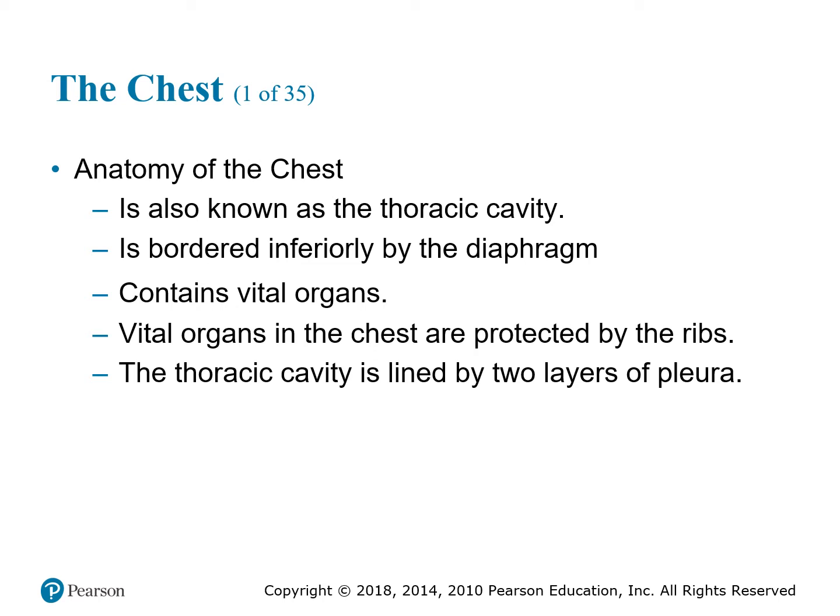A little bit of anatomy of the chest. The chest is also known as the thoracic cavity. It is bordered inferiorly by the diaphragm. It contains vital organs like the lungs and the heart. The vital organs in the chest are protected by the ribs themselves. And the thoracic cavity is lined by two layers of pleura, the visceral, which covers the organs, and the parietal, which covers the cavity itself.